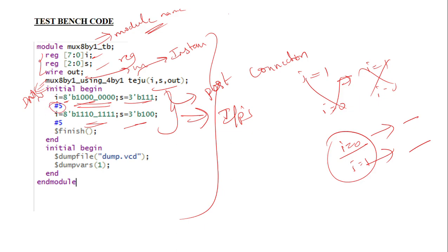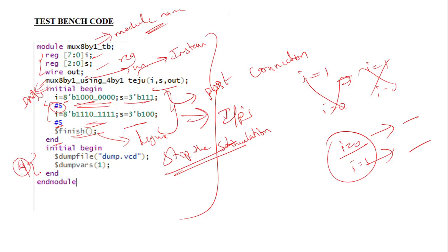So #5 is our delay. For different combinations you give some delay between them. The finish keyword is used to stop the simulation. At the point of time you want to stop the simulation, you use this finish keyword. And these 4 lines, every time I say, are used to generate the waveforms, and then endmodule.